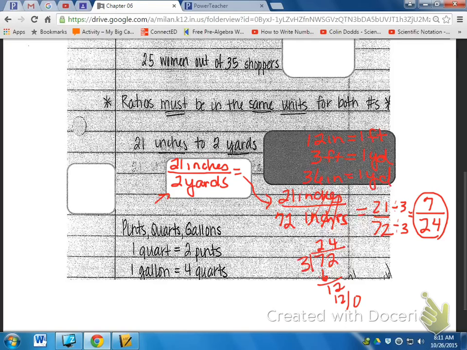I have some other information here that I know you may need for your homework. Some conversions. So pints, quarts, gallons. 1 quart is equivalent to 2 pints. And 1 gallon is the same as 4 quarts. So you will probably need that in your homework. Does anybody have any questions?